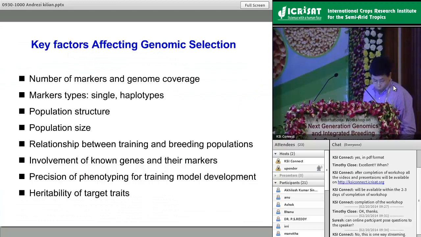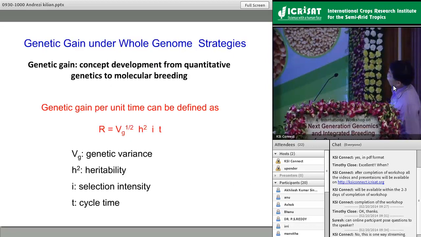For this part, I am going to focus on an important topic: the key factors affecting genomic selection. These include the number of markers and genome coverage, marker types, population structure, population size, and the relationship between the training and the breeding population. Also whether there are known genes among the markers used, how precise the phenotyping is, and the heritability of the traits. These are all the factors affecting genomic selection.